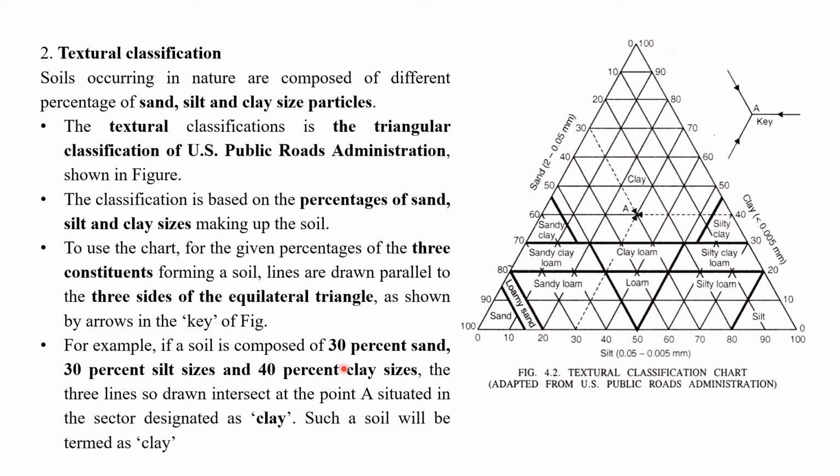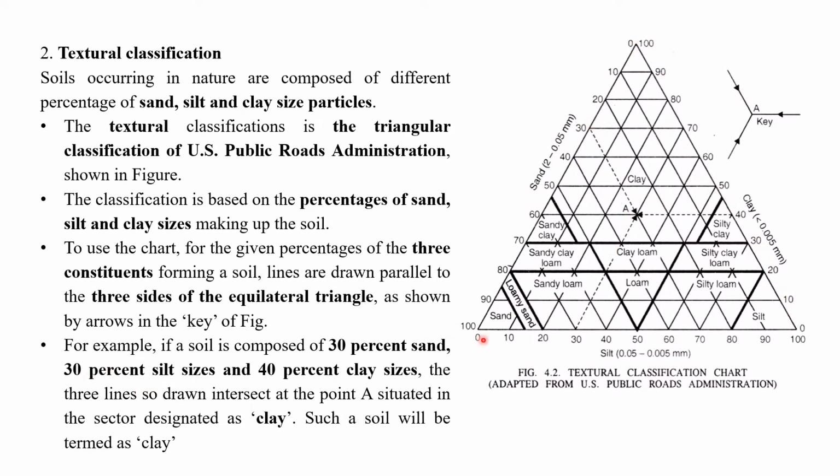Suppose in the soil which you have collected, 30% sand is there, 30% silt is there, 40% clay size particle is there. In that case, what shall we do? For 30% sand, on this line we mark 30, and we shall draw a parallel line from here, parallel to this line, right?